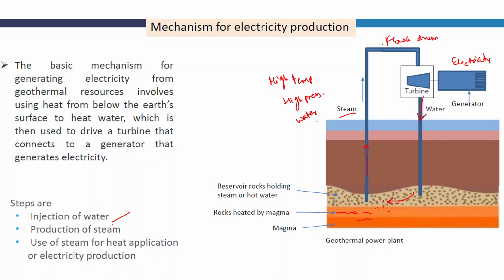So the steps involved are the injection of water. Firstly, we will be injecting water from here, then it will be heated up into steam or water, then it will go above, then to the turbine, electricity will be generated, and residual water will be given back. So this will be a complete cycle. Then production of heat, then use of the steam for heat application or electricity production.